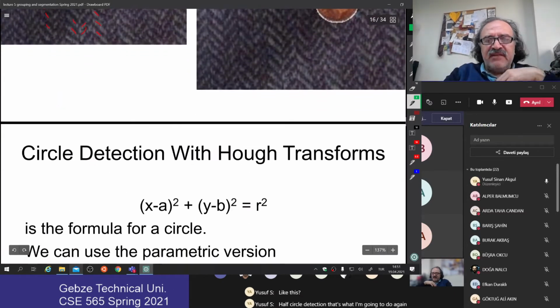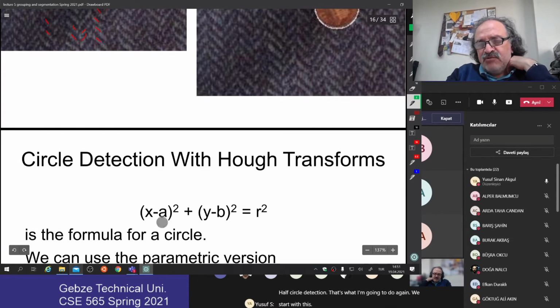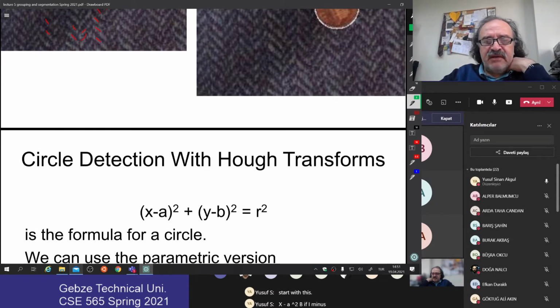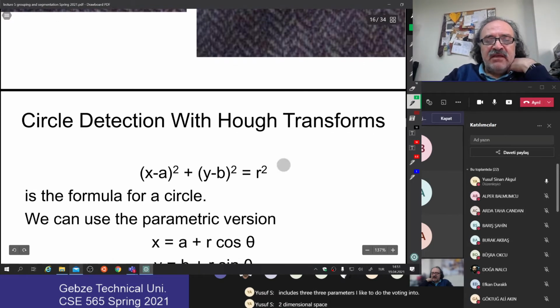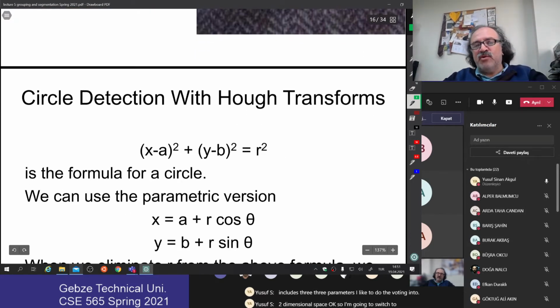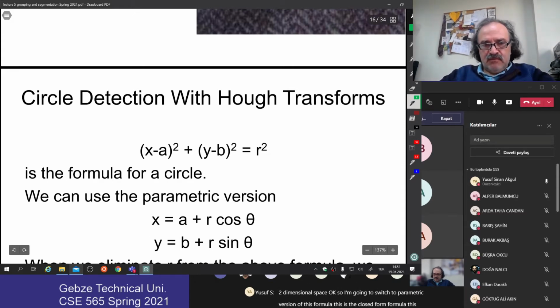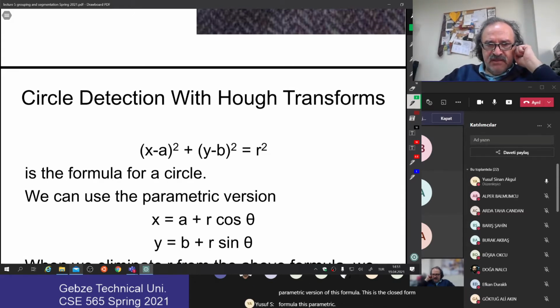Again, we start with this: x minus a squared, y minus b squared, etc. If I use this, we don't like it because it includes three parameters. I like to do the voting in two-dimensional space. So I'm going to switch to a parametric version of this formula. This is the closed form formula. This is parametric. So what do I have here? Cosine. Let's try to do this.